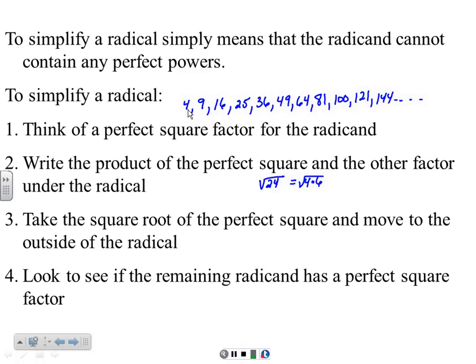4 times 6. And then step number 3, you're going to take the square root of the 4 and bring it out as a 2, because the square root of 4 is 2. So we're going to bring it out from underneath the radical, but you can't take the square root of 6 and get a whole number, so it has to stay under. So the simplification of the square root of 24 is 2 square roots of 6. And this is multiplication. This says 2 times the square root of 6.